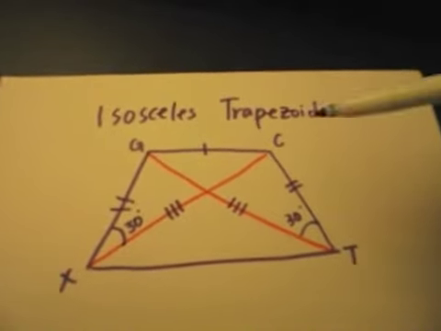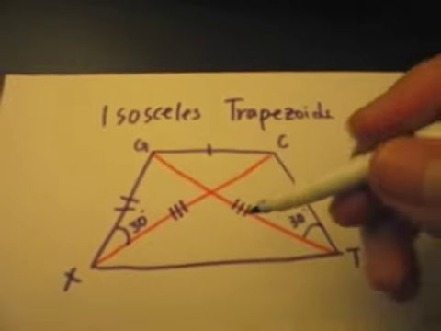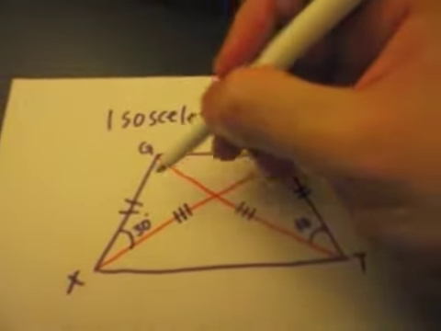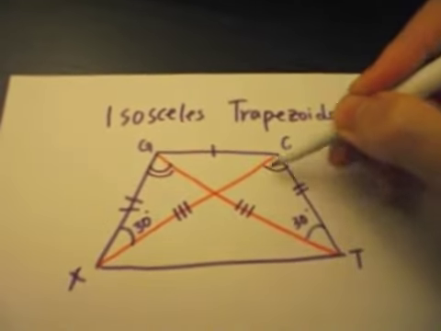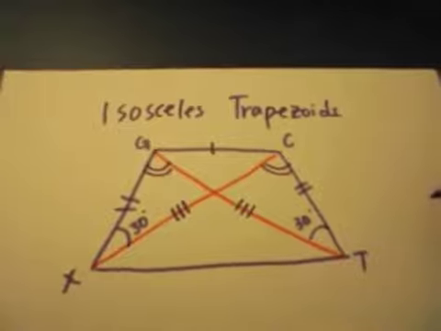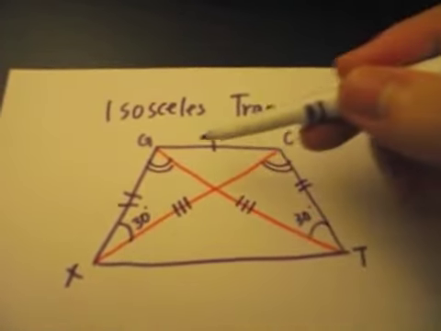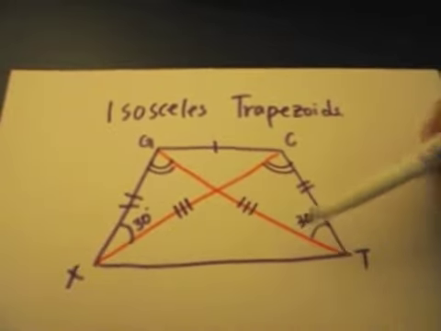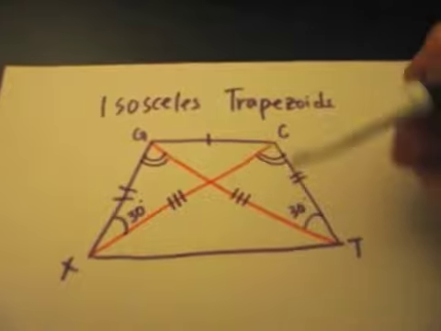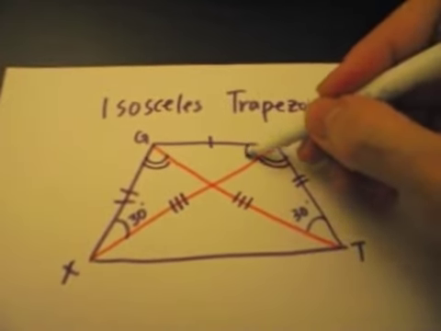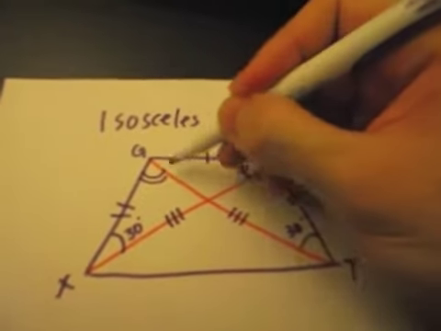We used very similar logic to come to the conclusion that these angles over here would also be congruent. And also, these four angles over here would also be congruent because of alternate interior angles. So I'll draw an angle with two dash marks just like that.